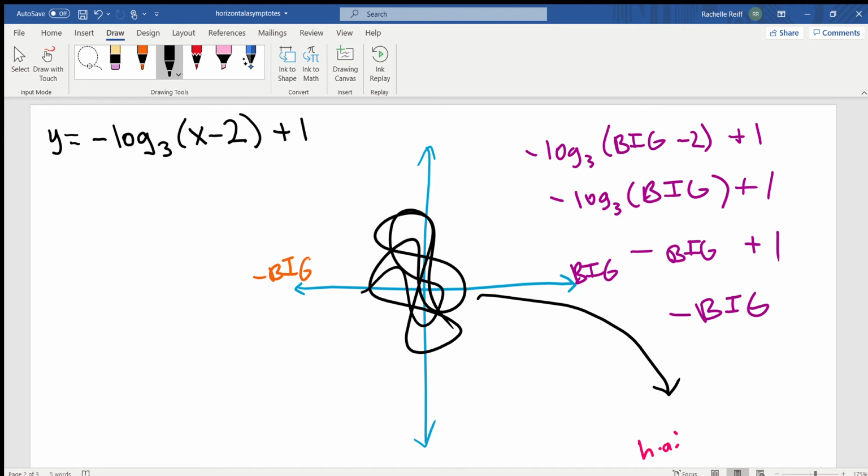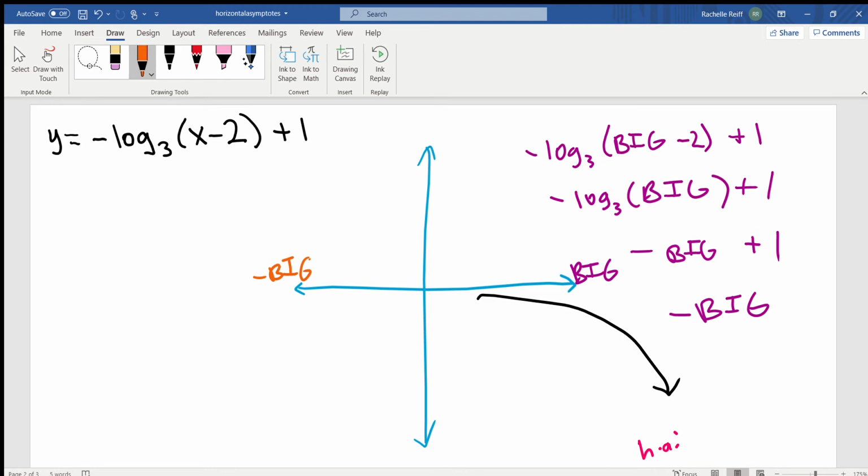Not really. I mean, maybe. We have to check what happens on the left side, right? So let's go ahead and check what happens on the left side. If I plug in a really big negative number, I'm going to get negative log base 3 of a negative big number minus 2, plus 1. If I owe $1 trillion and I owe $2 more, I still just owe about $1 trillion, right? I still just owe a ton.